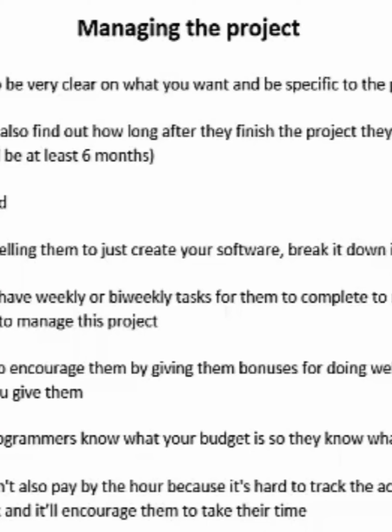Okay, so for example, you can have weekly or bi-weekly tasks or goals for them to complete to make it easier for you to manage this project. Okay, and you could also encourage your programmers or coders by giving them bonuses for doing well on some of the tasks that you give them. Okay, and you also want to let your programmers know ahead of time what your budget is so they know what to expect. And so with that being said, you shouldn't pay by the hour because it's hard to track the actual hours that they work, and that only encourages people to take their time on your project.